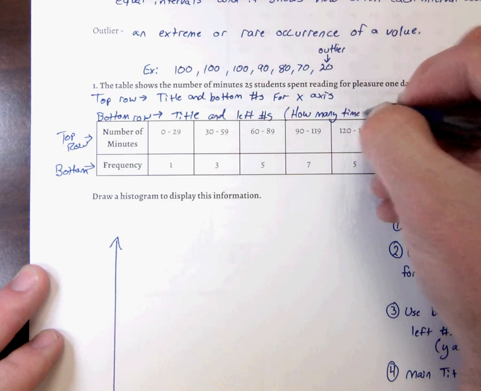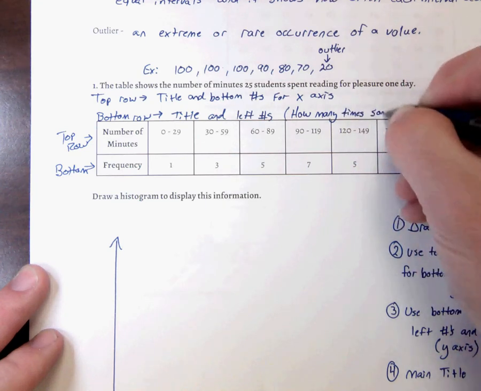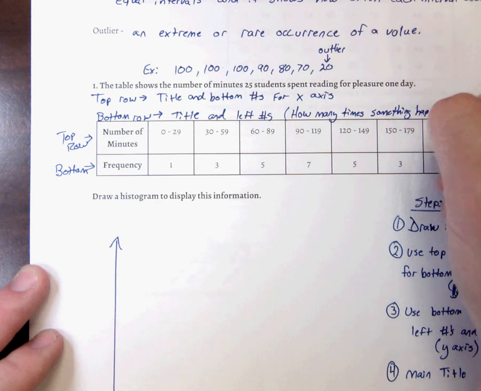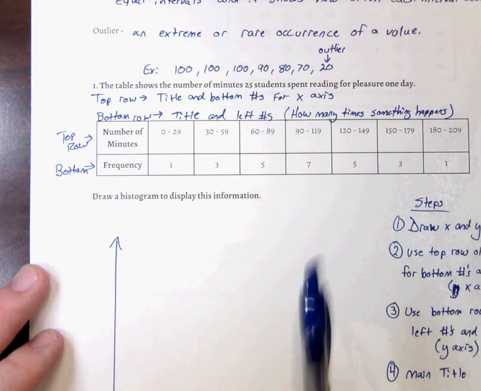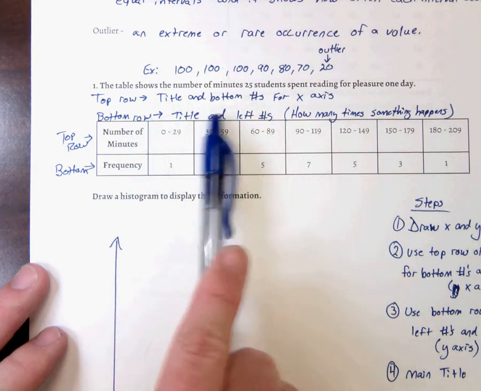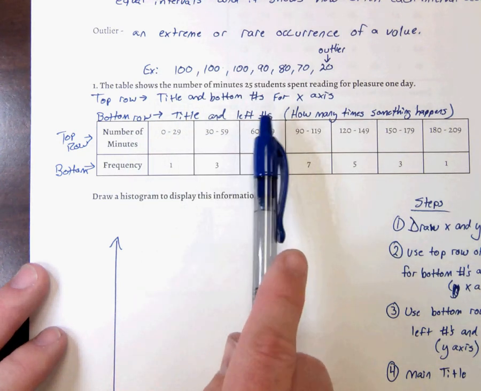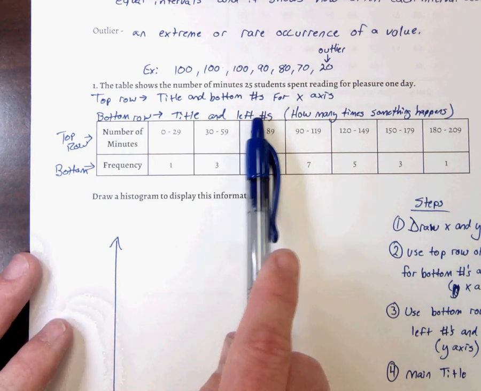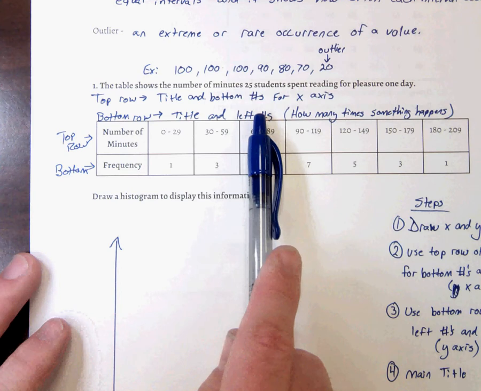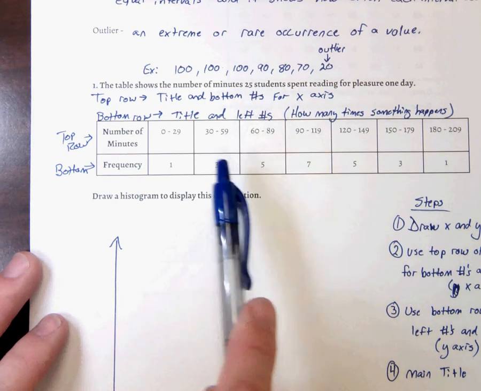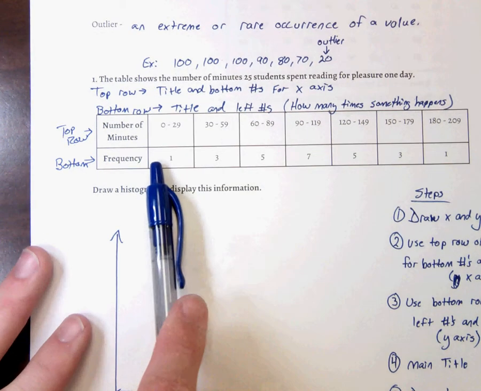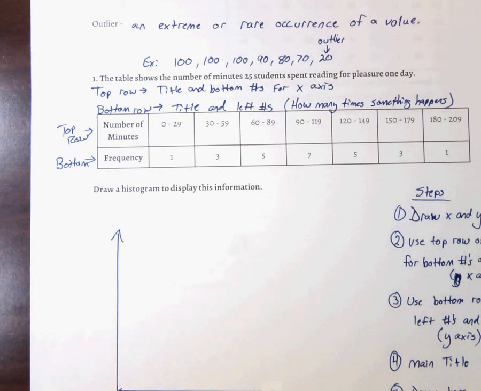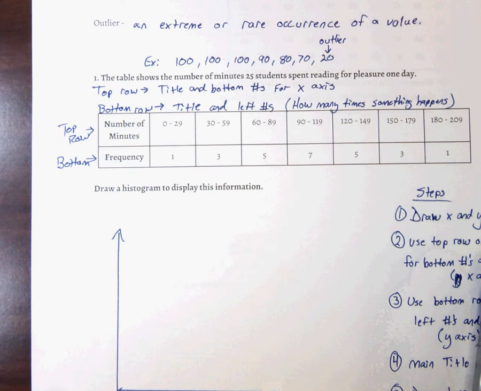Alright, so step 2, use the top row of our chart for our bottom numbers and title for our x-axis. So our x-axis is on the bottom. We're going to split this into 1, 2, 3, 4, 5, 6, 7 intervals. We're going to put our information inside of each interval.